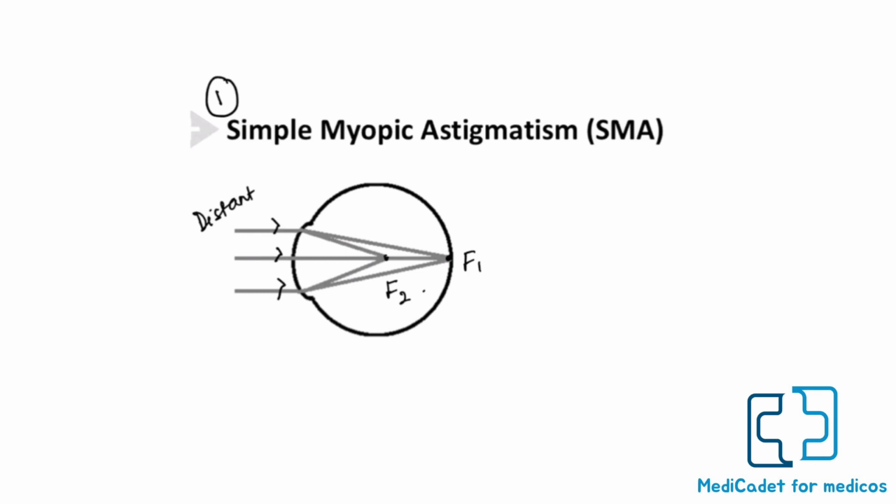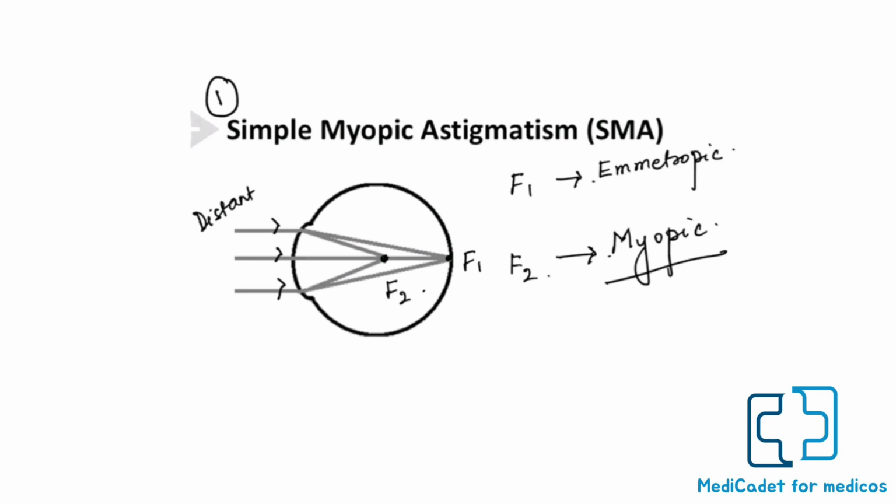So see, what can we say about the status of the rays which are meeting at F1 and what can we say about the status of the rays which are meeting at F2? Now the rays which are meeting at F1, that particular meridian is actually normal or emmetropic. So see, F1, this is emmetropic. This particular meridian is emmetropic because the rays are meeting on the retina. How about F2? F2, see, the rays are meeting in front of the retina. So this is myopic.